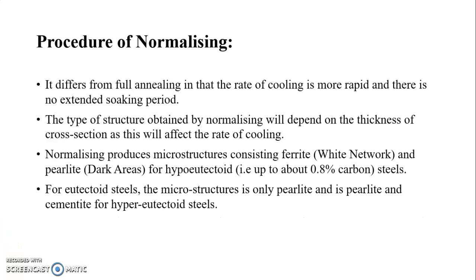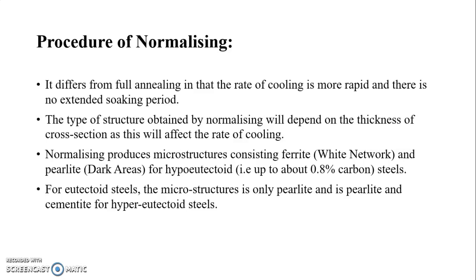Then there is the procedure of normalizing. The first point is that it differs from full annealing in that the rate of cooling is more rapid and there is no extended soaking period. The type of structure obtained by normalizing will depend on the thickness of the cross section, as this will affect the rate of cooling.